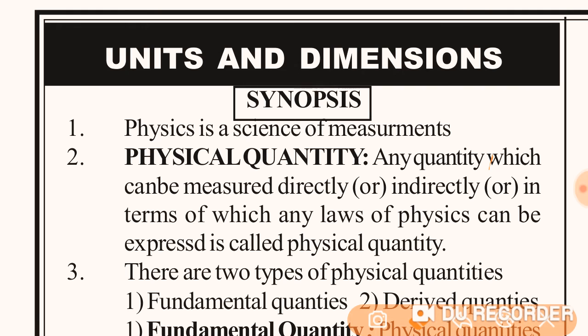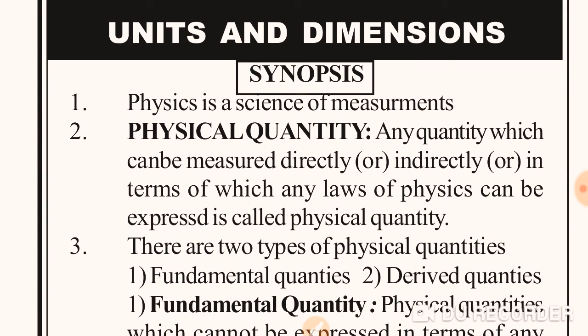In this topic we consider physical quantity, which in Hindi is called भौतिकी राशि. A physical quantity is any quantity which can be measured directly or indirectly, in terms of which any law of physics can be expressed.